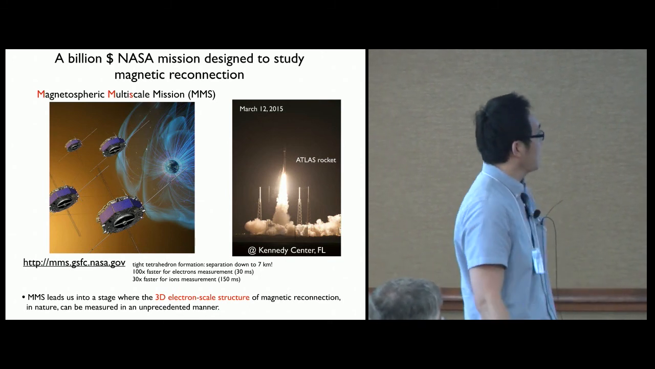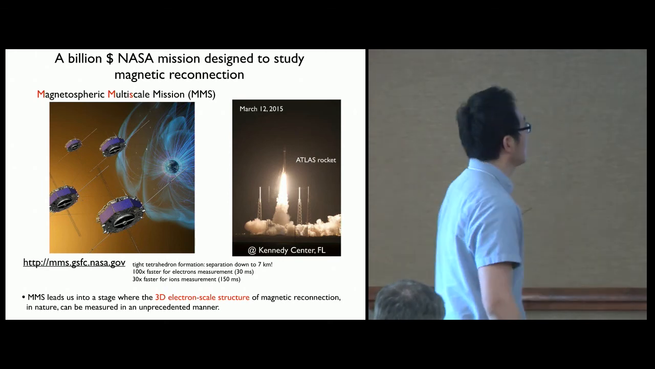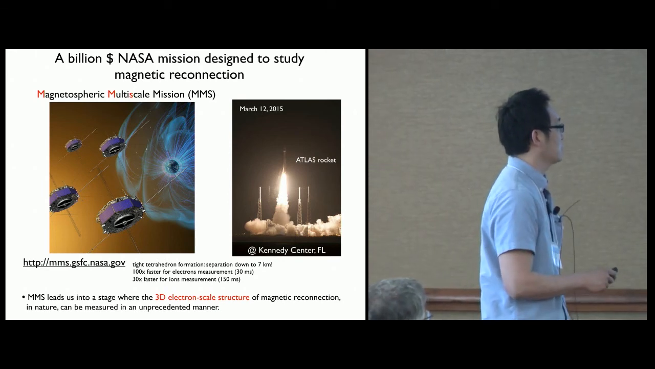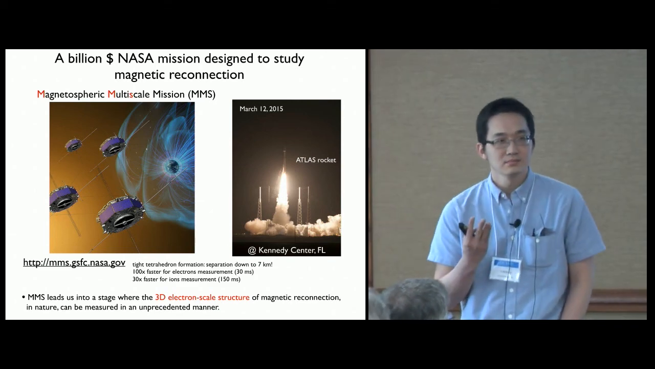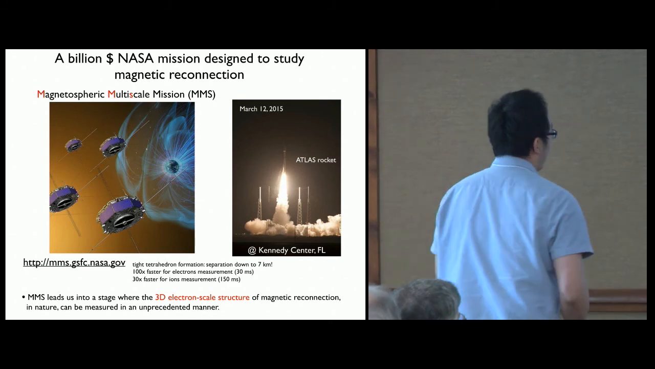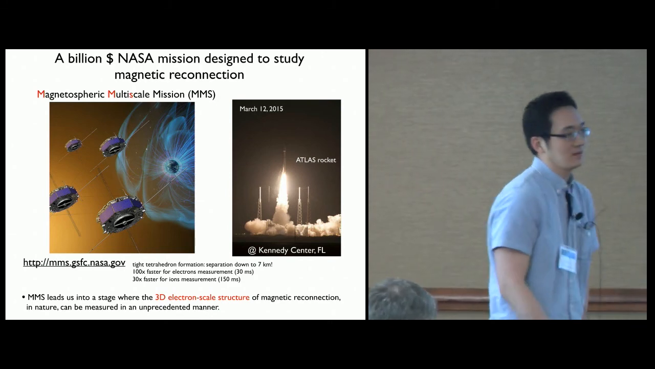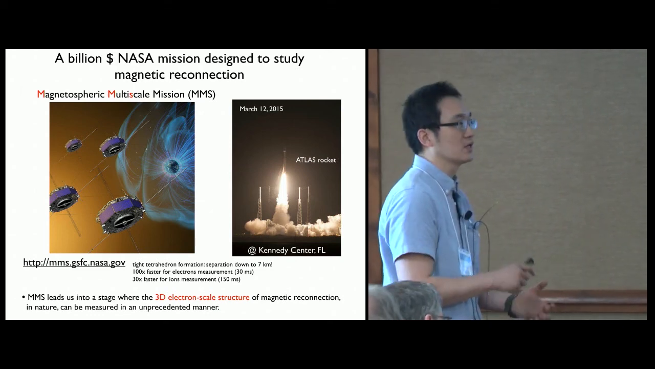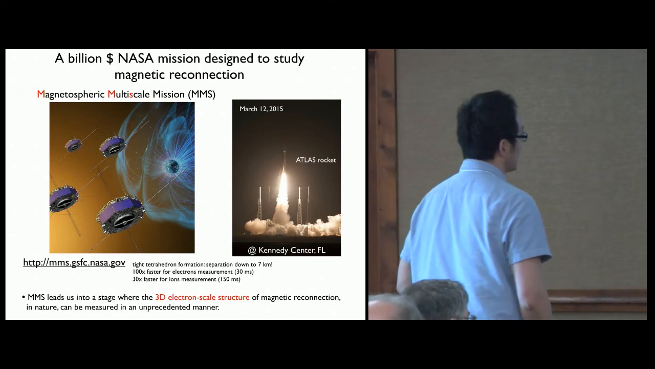And this is the MMS mission that was launched 3 years ago. It consists of 4 identical spacecraft. So why do we need 4? Because we want to resolve the 3-dimensional structure. And this will let us, for the first time, really resolve the electron-scale physics associated with reconnection.